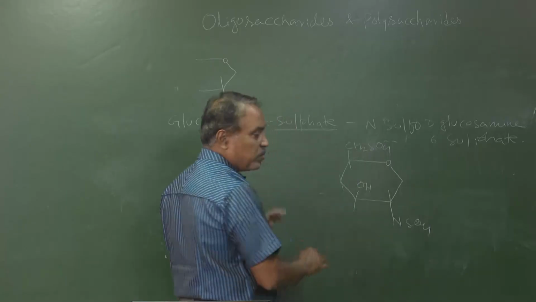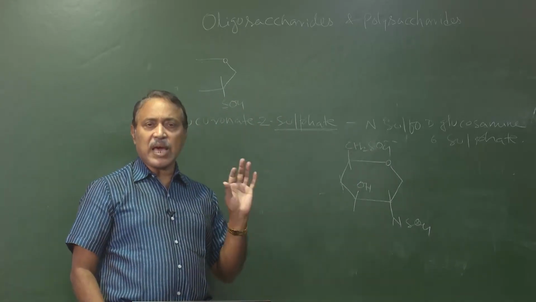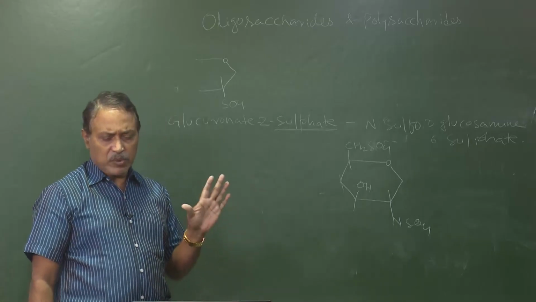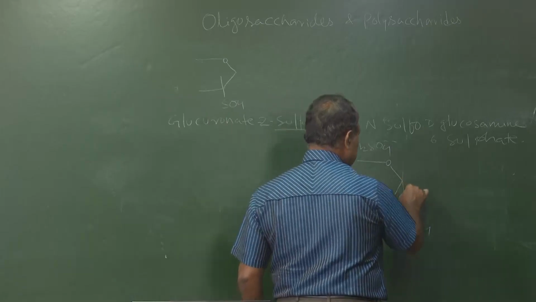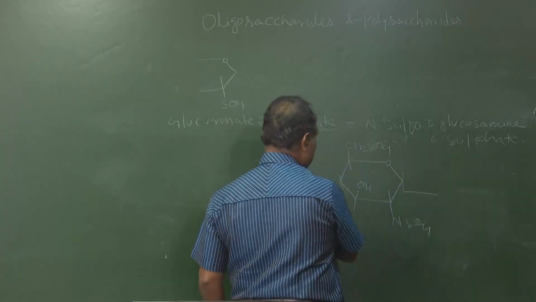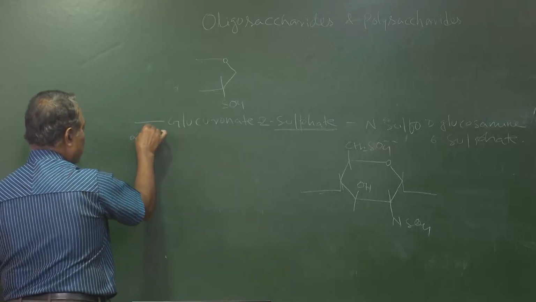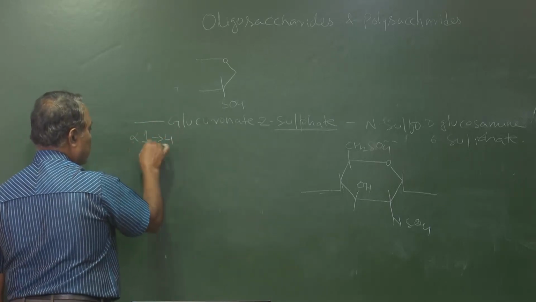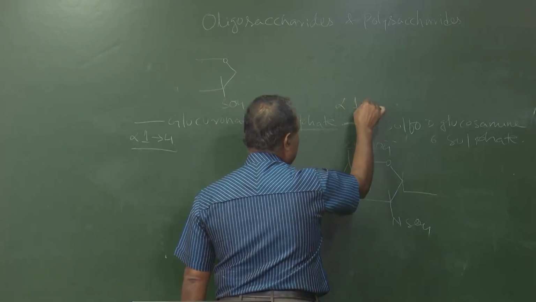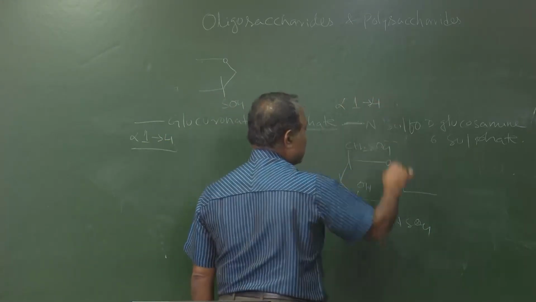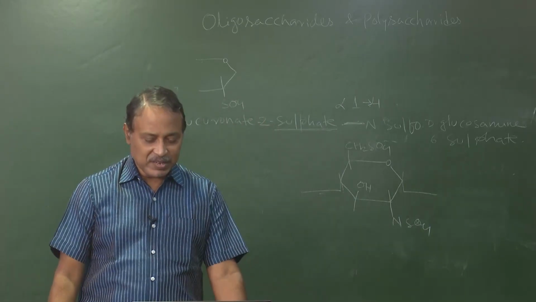So these two will be joined using alpha 1,4 linkage. There will be alpha 1,4 linkage on both sides. This side also alpha 1,4, this side also alpha 1,4. So this is the heparin.